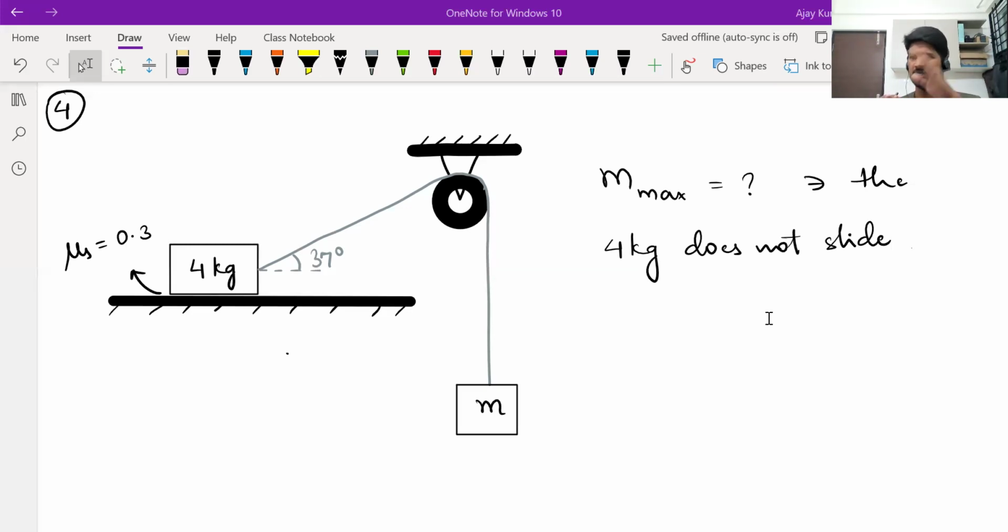Now the mass m directly doesn't pull the 4 kg. The condition is to calculate the mass such that the 4 kg does not slide. So think of what is making the 4 kg slide. Can one of you tell me? I'm not asking numerical values, but what is trying to make the 4 kg slide?